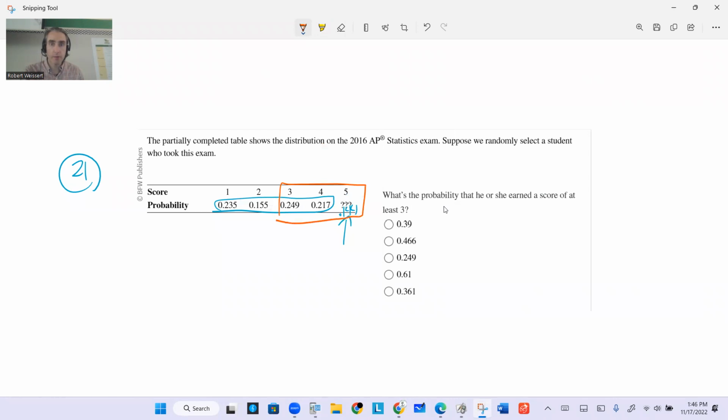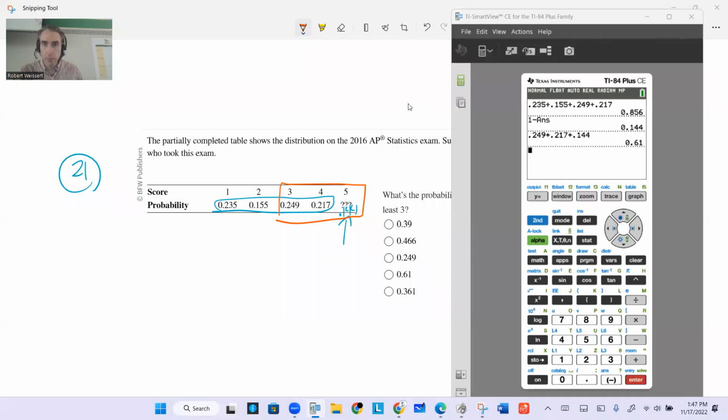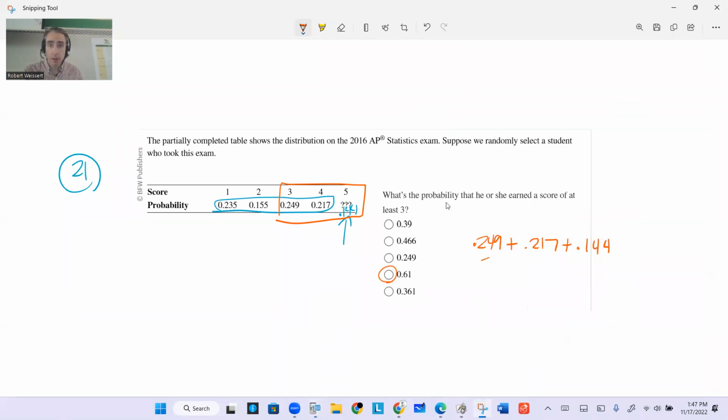And now that I know that's 0.144, 0.249, 0.217, plus 0.144. Looks like it's going to be 0.466, and we'll double check that on our end. Nope, that's why we use a calculator. So it's actually 0.61. So add those together, and you're going to get 0.61. There you go, 21.